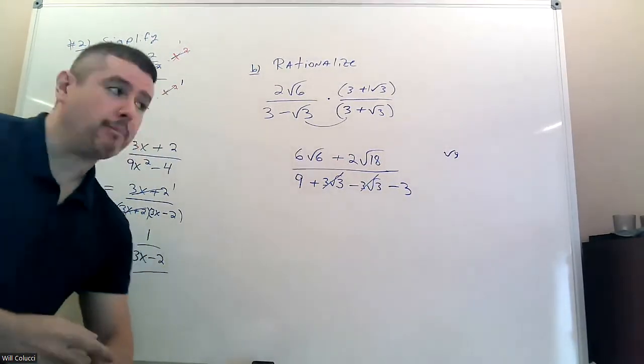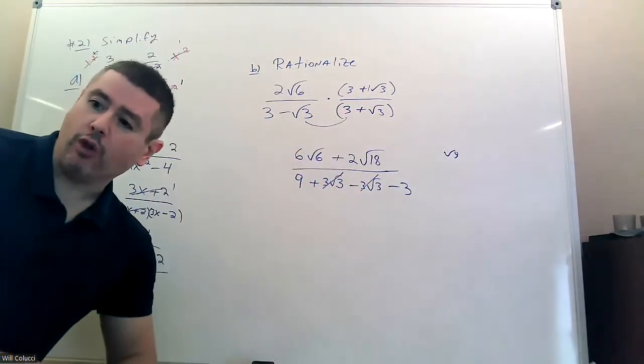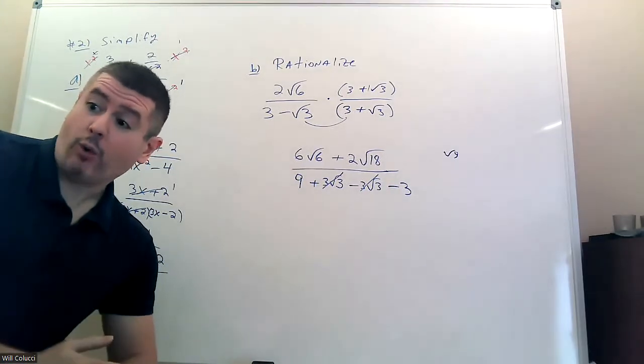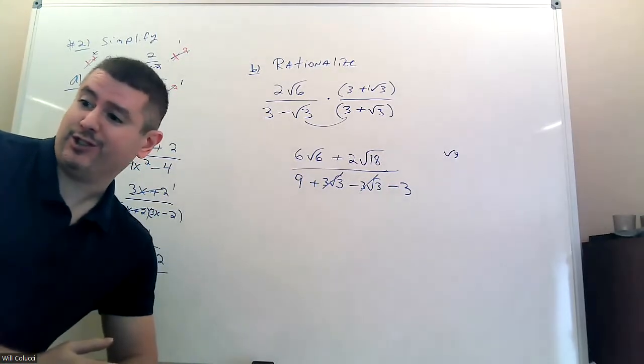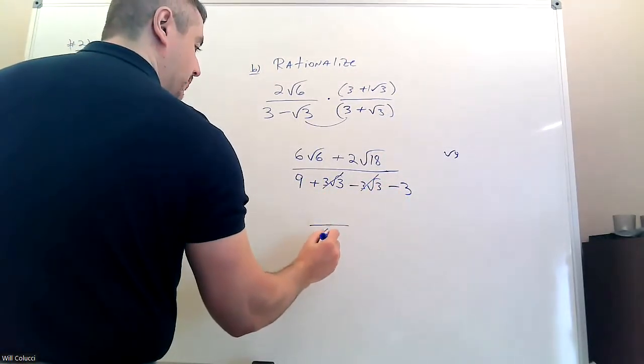If you don't multiply by this, you will end up with a radical on the bottom. And the goal of the question, for whatever reason, is to get rid of the radical on the bottom. We don't know why. No one knows why. It's just something you do. So on the bottom, you have 9 minus 3, which is 6.